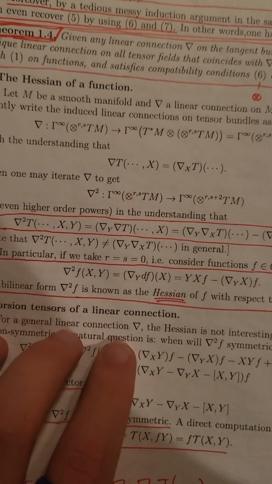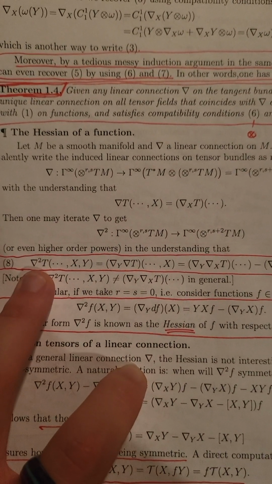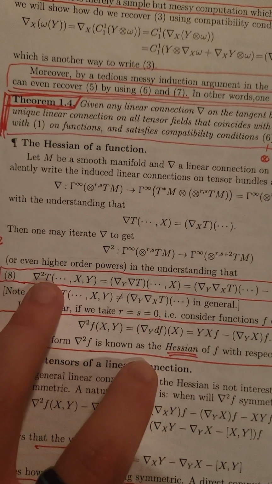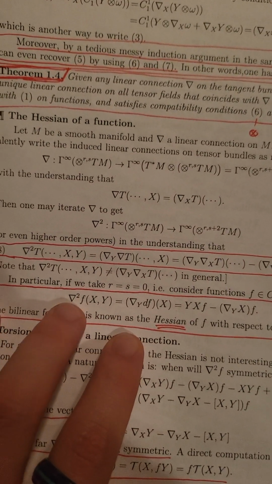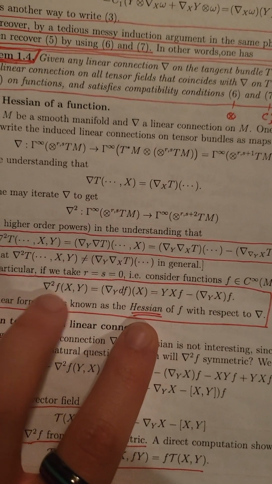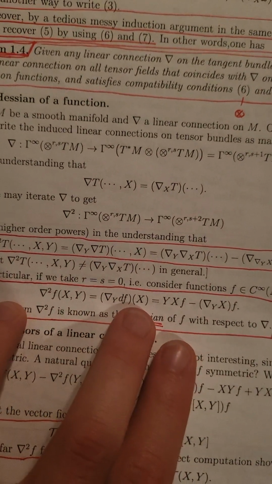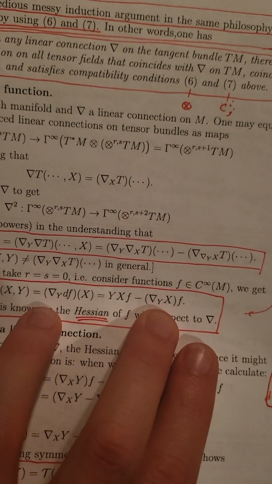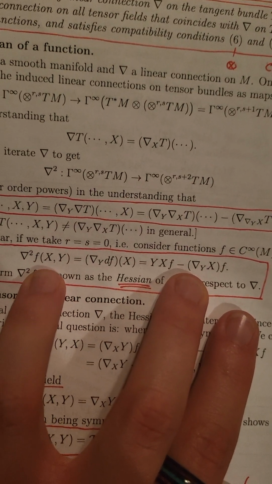Okay, turns out that this is not the Hessian. This is just the nabla squared operator. If we just apply this operator to a (0,0) tensor, which is namely a function, then we get a (0,2) tensor, called the Hessian of f. Okay, and the (0,2) tensor you can see is just given by this formula here. We have nabla y df of x, which is equal to yxf minus nabla yx of f. Okay, so this is the Hessian of f evaluated on the vector fields x and y.